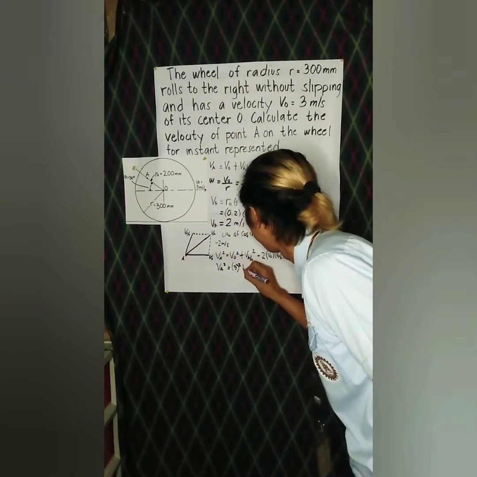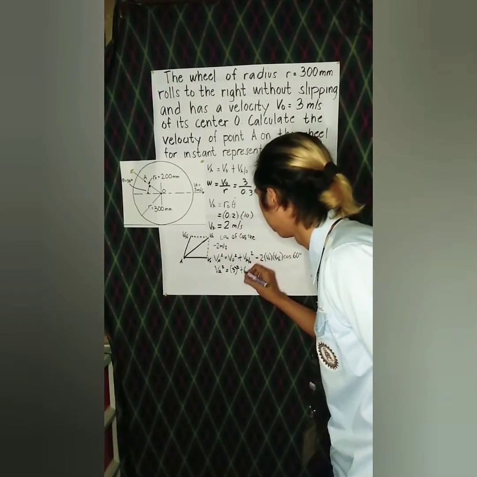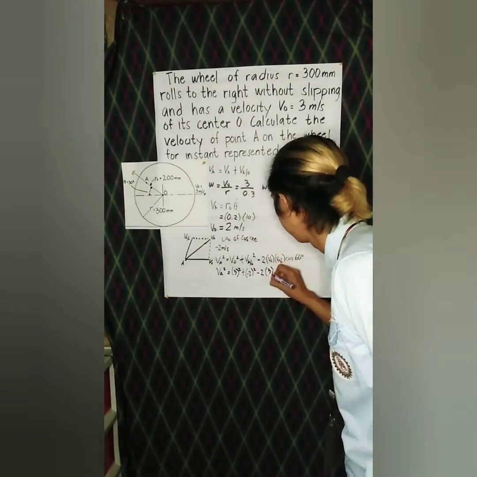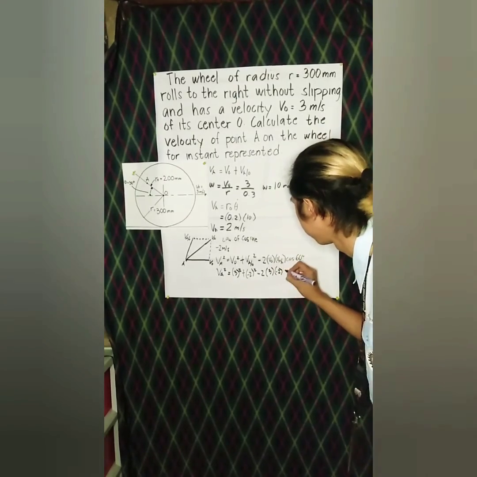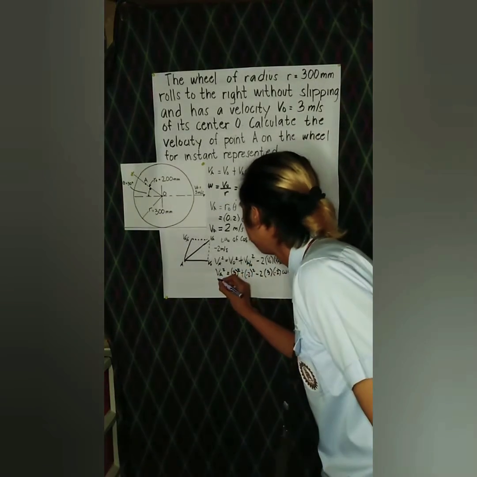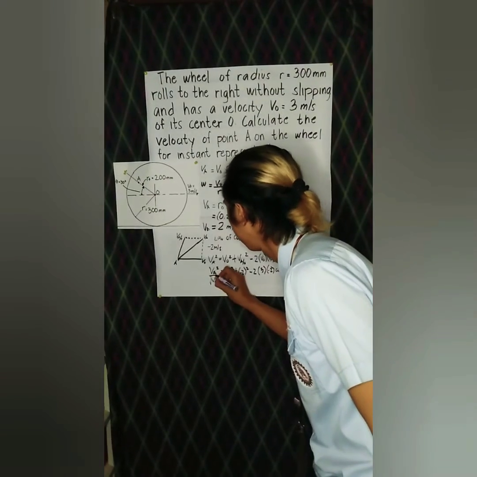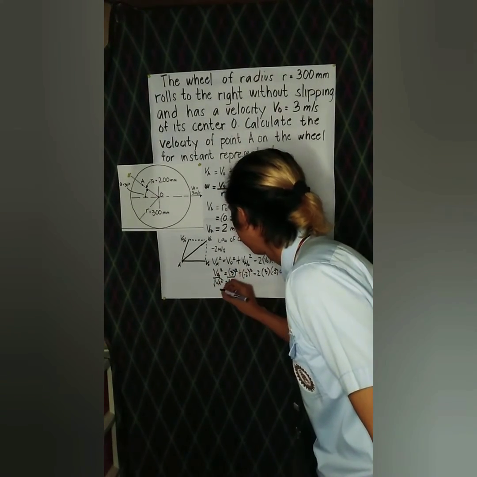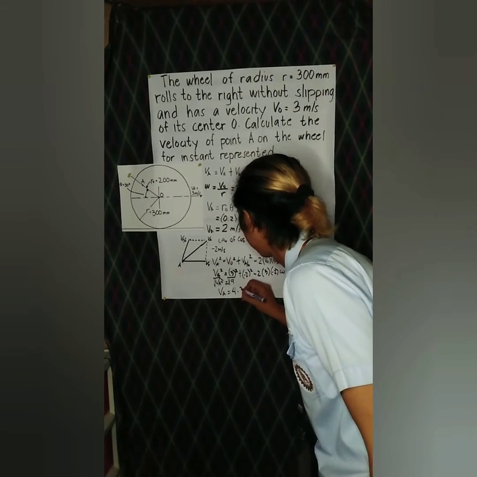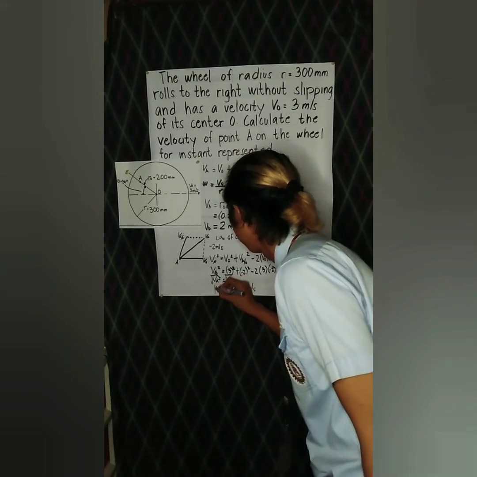Computing, substituting the values, VA squared equals VO, which is 3, squared, plus VA/O, which is negative 2, squared, minus 2 times 3 times negative 2 times cosine 60. So VA squared equals 19. Taking the square root, VA equals 4.36 meters per second.